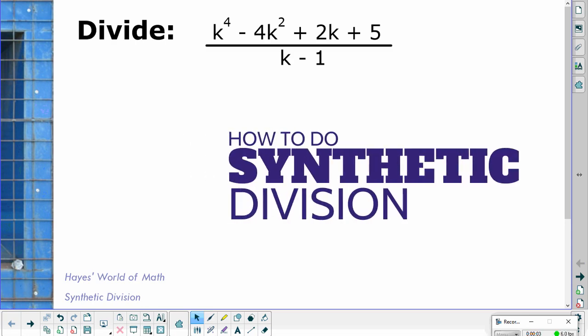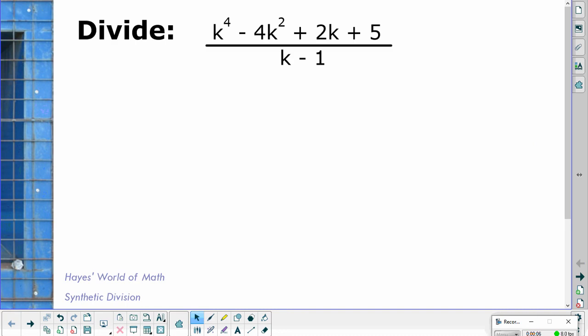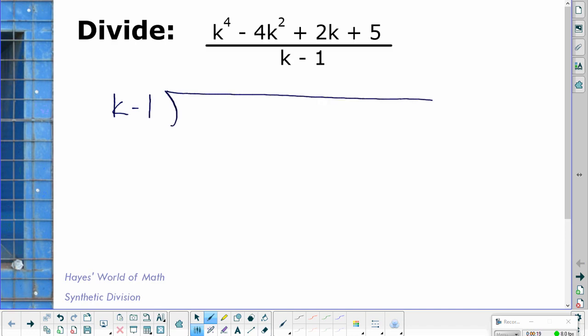Hi, everybody. We're going to talk about synthetic division, but before we get there, we want to review what long division was. And if you remember, if I'm asked to divide the four-term polynomial on the top by the binomial on the bottom, we would go through and do this. Remember to fill in your missing degree. So here, for example, we don't have a k to the third, so we'll put that in.